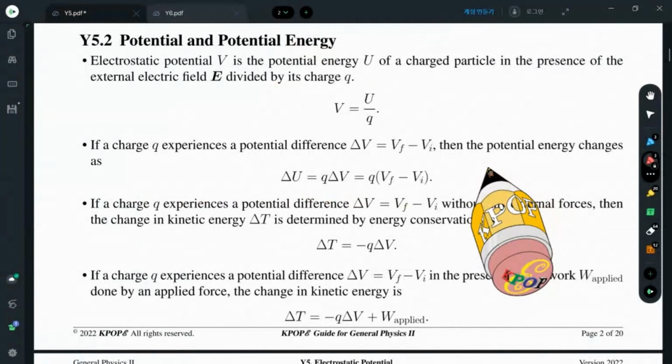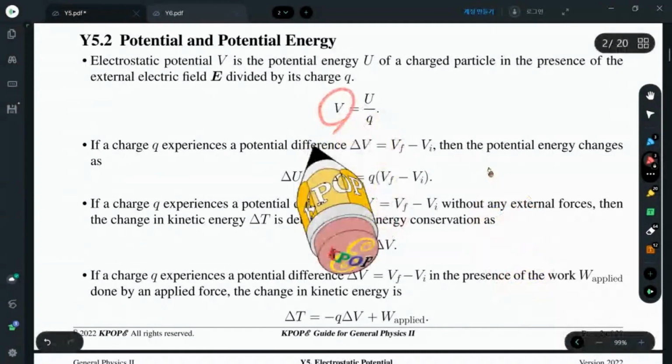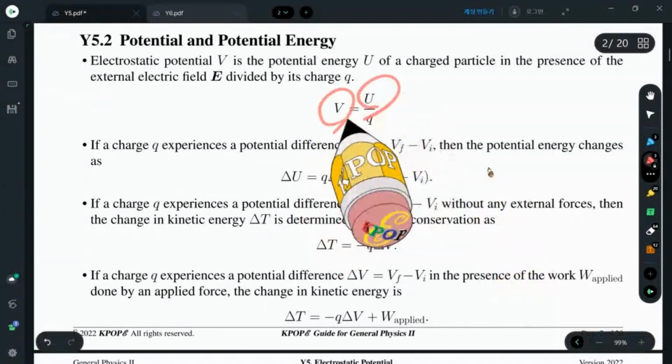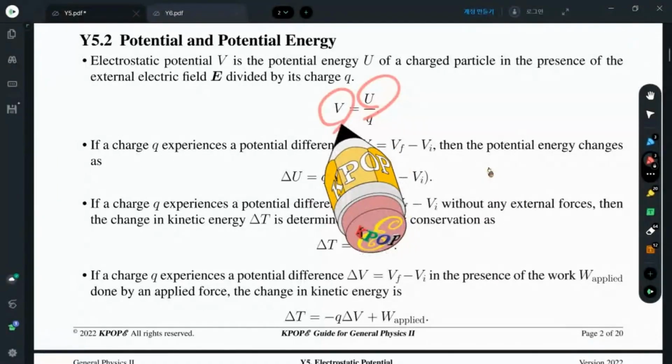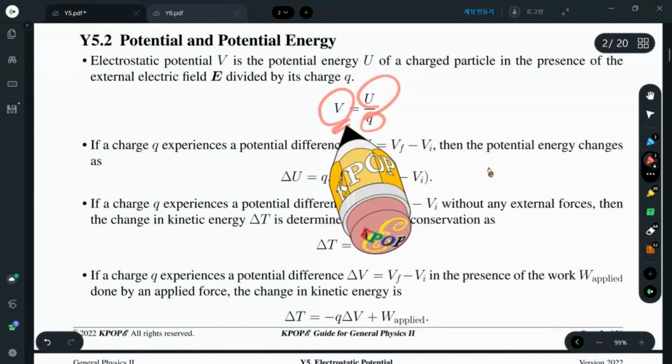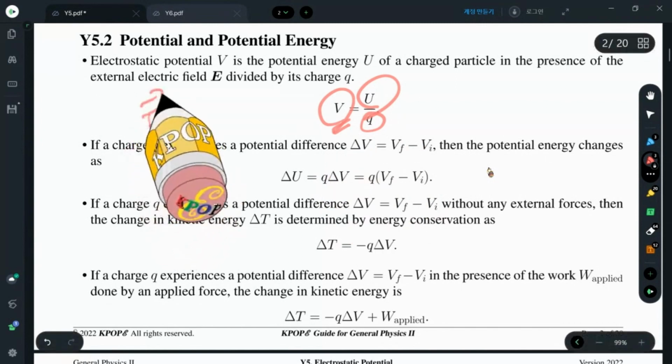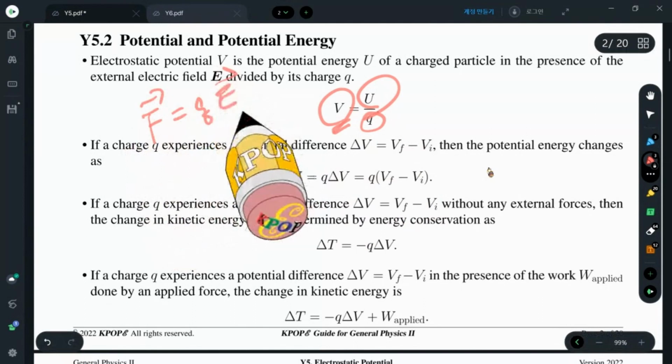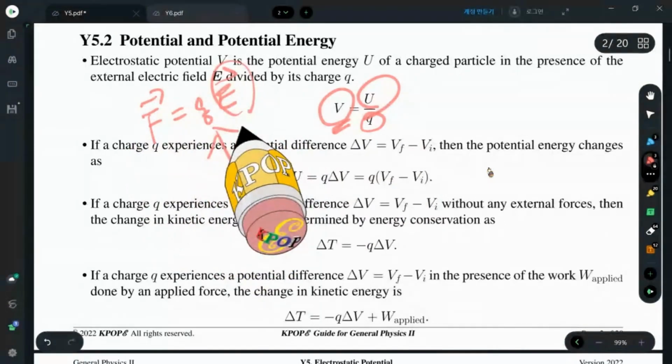Potential and potential energy. Potential energy depends on each particle's charge. If we use potential instead of potential energy, it is more convenient because we can replace the charge, and we can still make use of the potential. Just like the case of Coulomb force, once you know the electric field, we just multiply by charge Q.